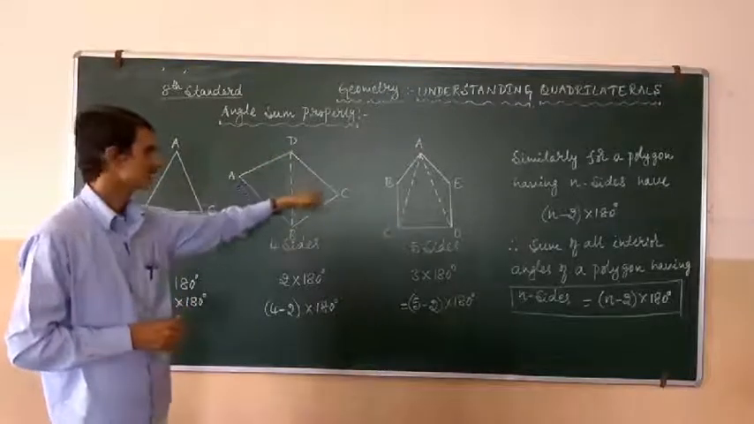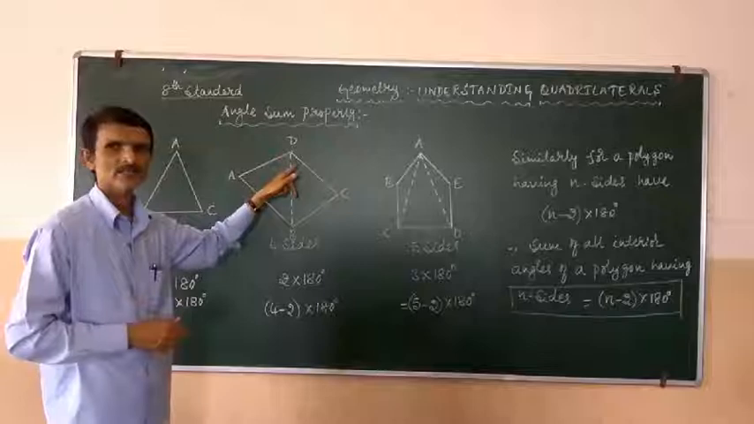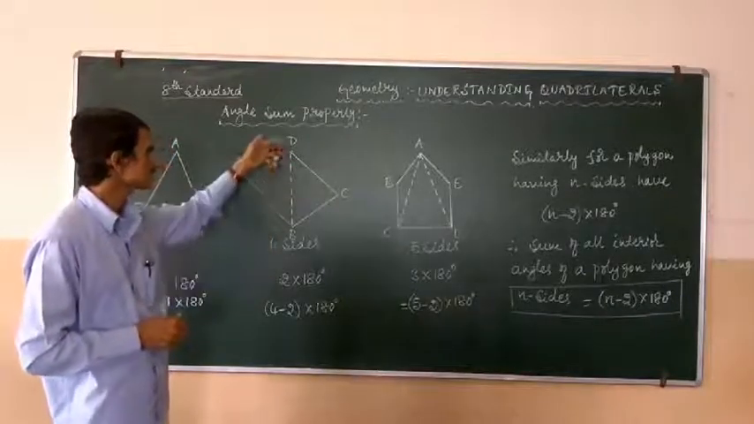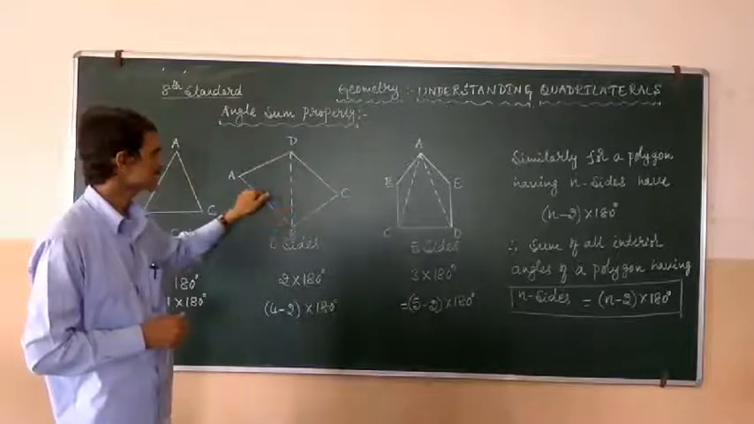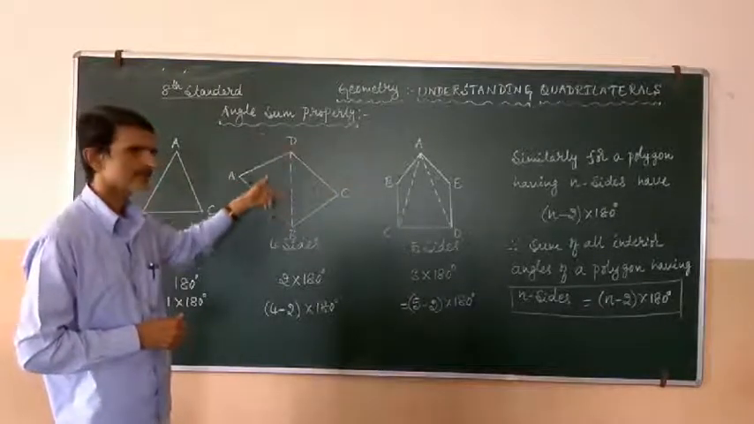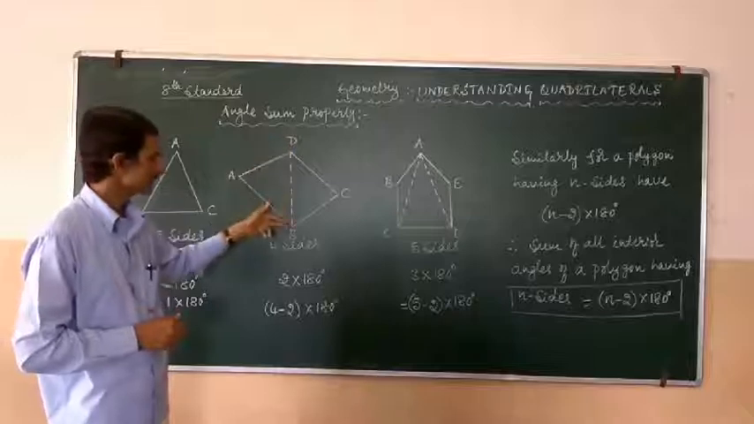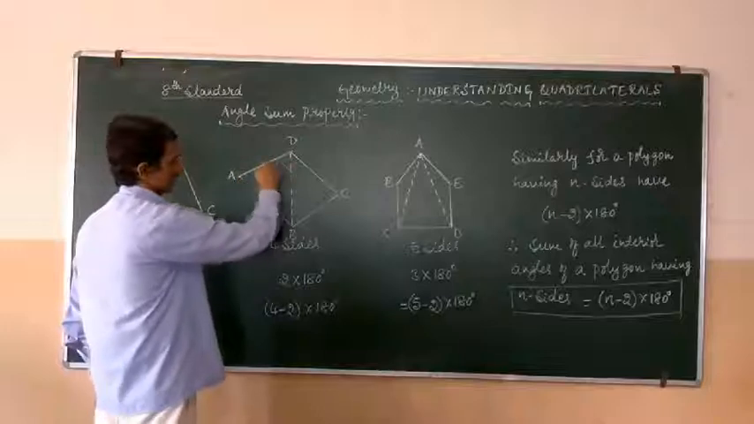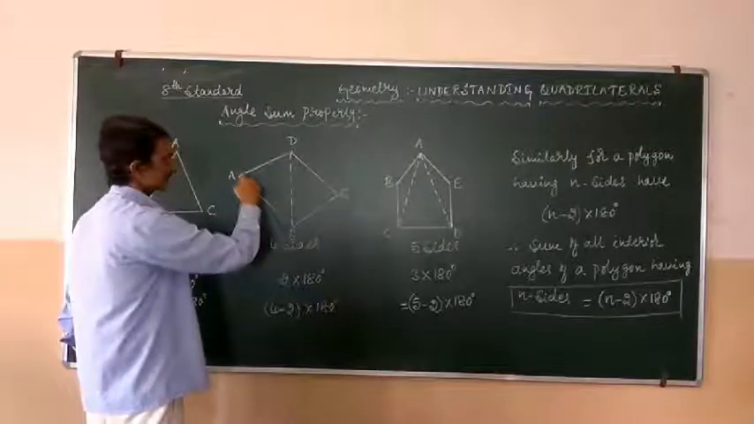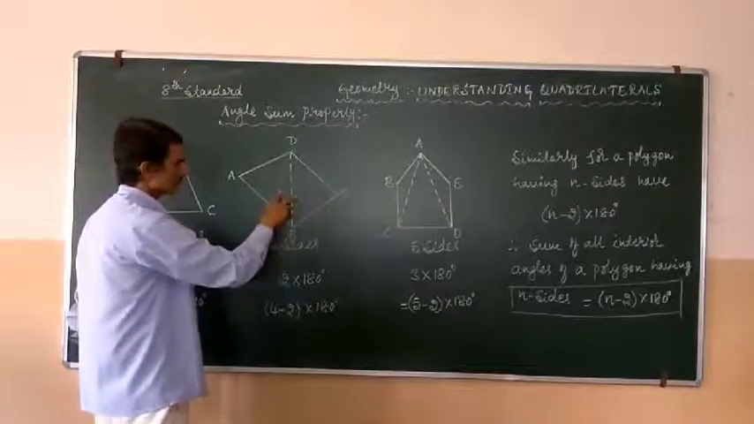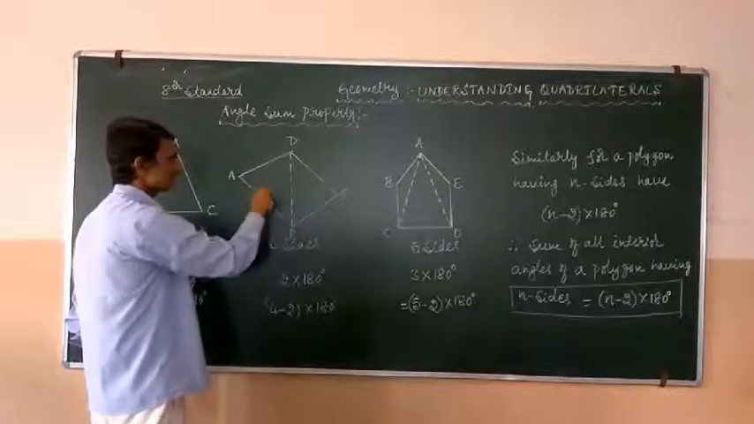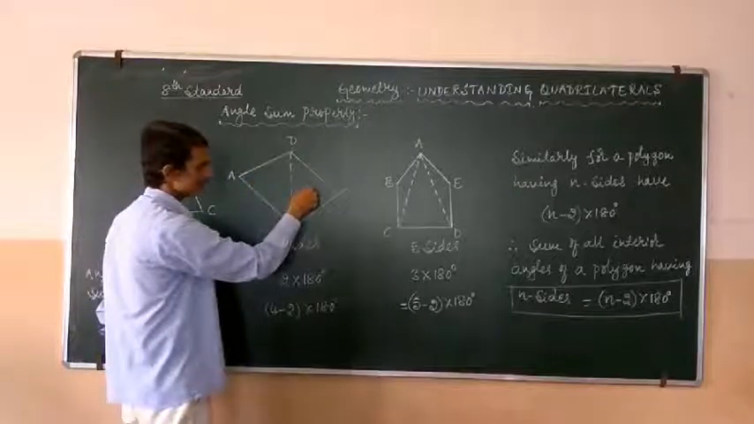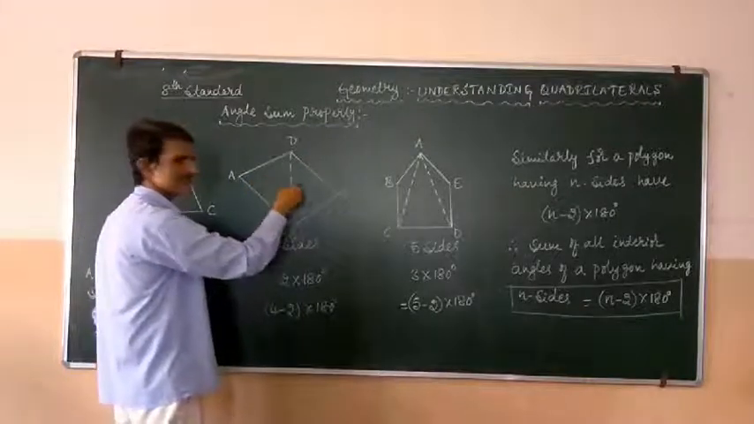So it is called a quadrilateral. It has four sides. If you convert this quadrilateral to triangles, that means if we draw one diagonal, it is converted into two triangles. So the sum of the interior angles of one triangle is 180 degrees, and another triangle is 180 degrees. So 180 plus 180, 360.